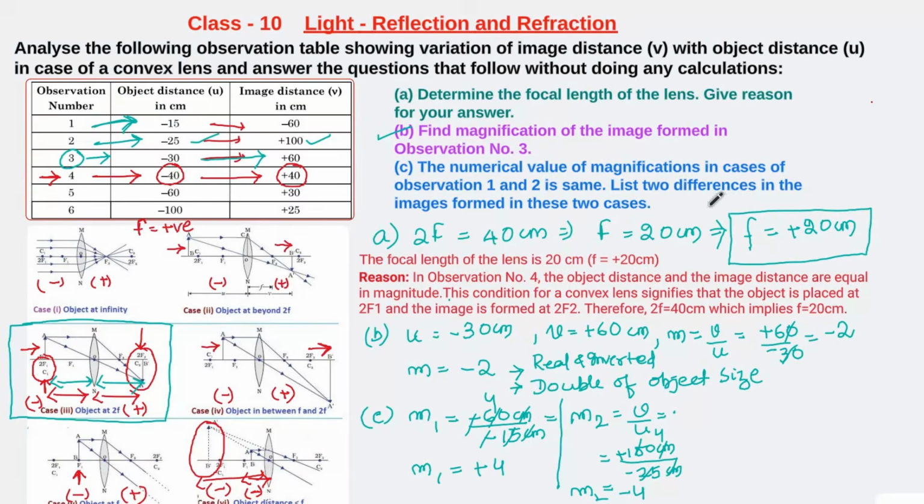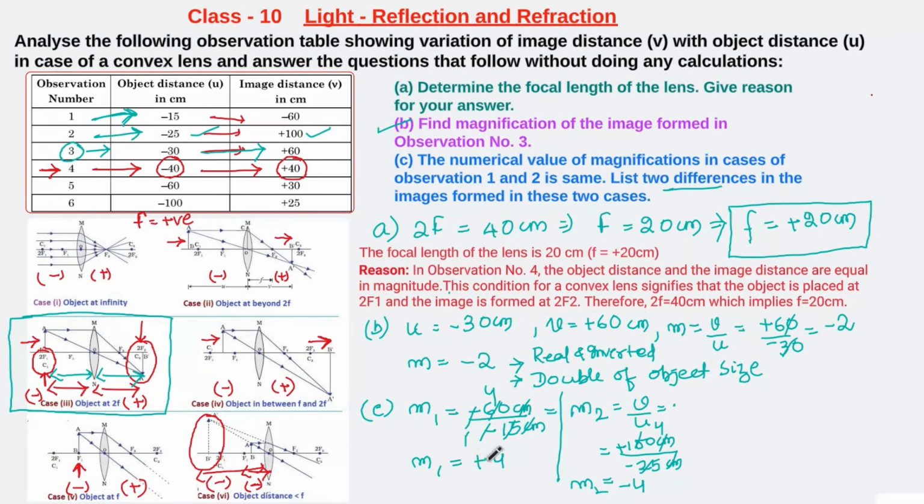Now coming back to the question, we are asked to find out two differences in the image which is formed. The first difference is that in the first case, the image is a virtual image because magnification is positive, whereas in the second observation, the image is a real image because the magnification here is negative. Now the second difference is that the image in the first observation is upright or erect, whereas in the case of the second observation, the image is an inverted image because the magnification is negative.